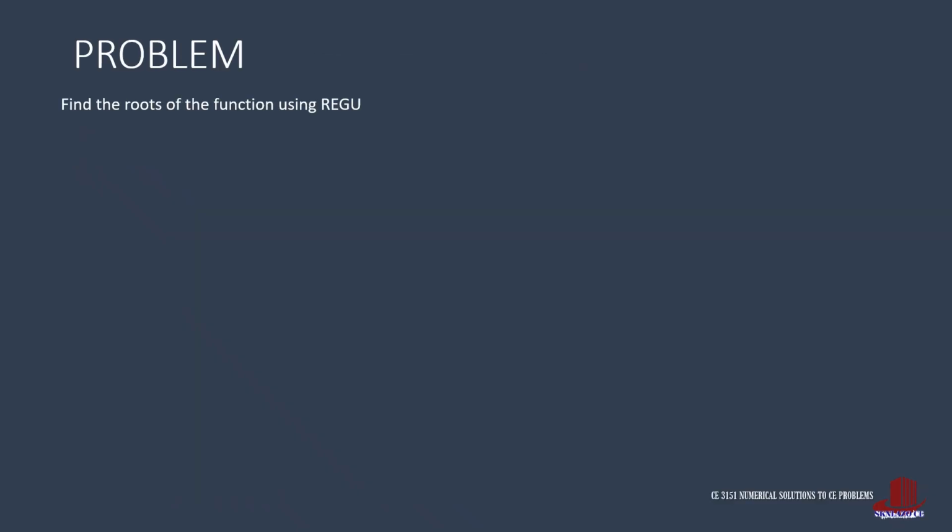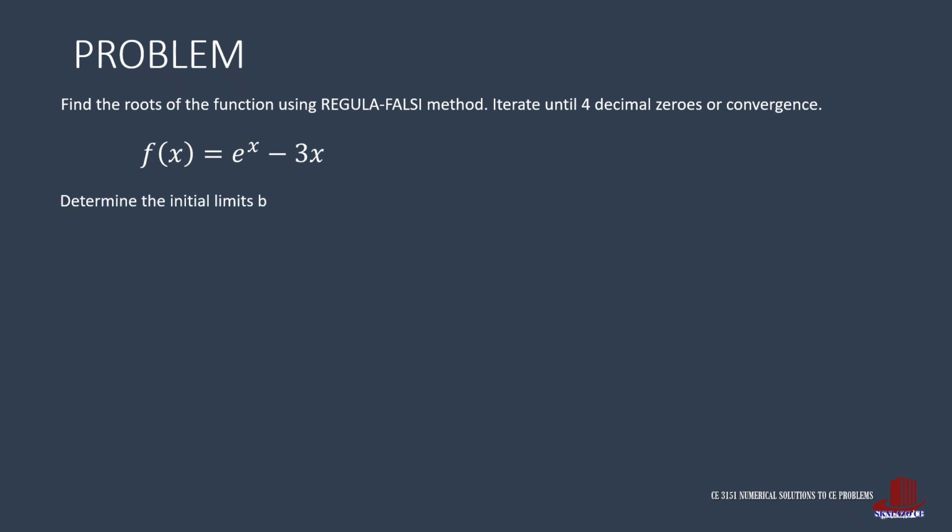We are to look for the roots of the function shown, using the Regula Falsi method. Accuracy is either convergence or 4 decimal zeros. For us to start the iteration, we need initial values to be limits in the brackets. Since we are looking for all the real roots, we can then assume a wide range of x.